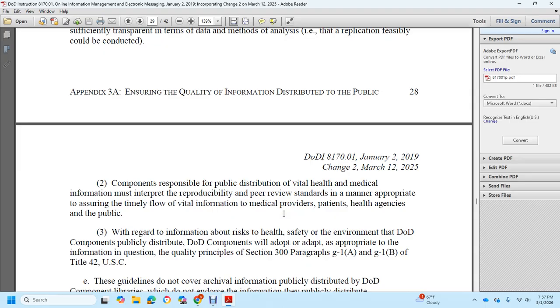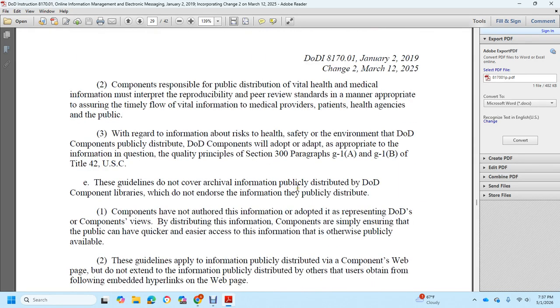The DoD components will adopt and adapt, as appropriate, the information quality principles of Section 300g-1(b)(3)(A) and (B) of Title 42, United States Code. The guidelines do not cover archival information publicly distributed through component libraries, which do not enroll the information as publicly distributed. Components may not authorize information adopted as representative of the DoD's view of the distributing component, similarly ensuring the components available.